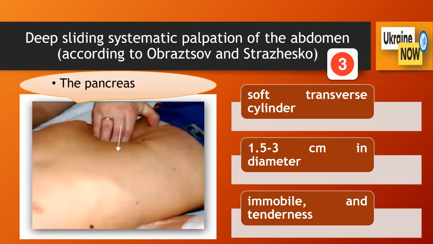The pancreas. Because of the deep location and soft consistency of the gland, palpation of the pancreas is very difficult. The normal pancreas can only be palpated in 4 to 5% of females and 1 to 2% of males with cachexia, relaxed peritoneum, and ptosis of internal organs. A normal pancreas is a soft, transverse cylinder, 1.5 to 3 centimeters in diameter, immobile, and painless.